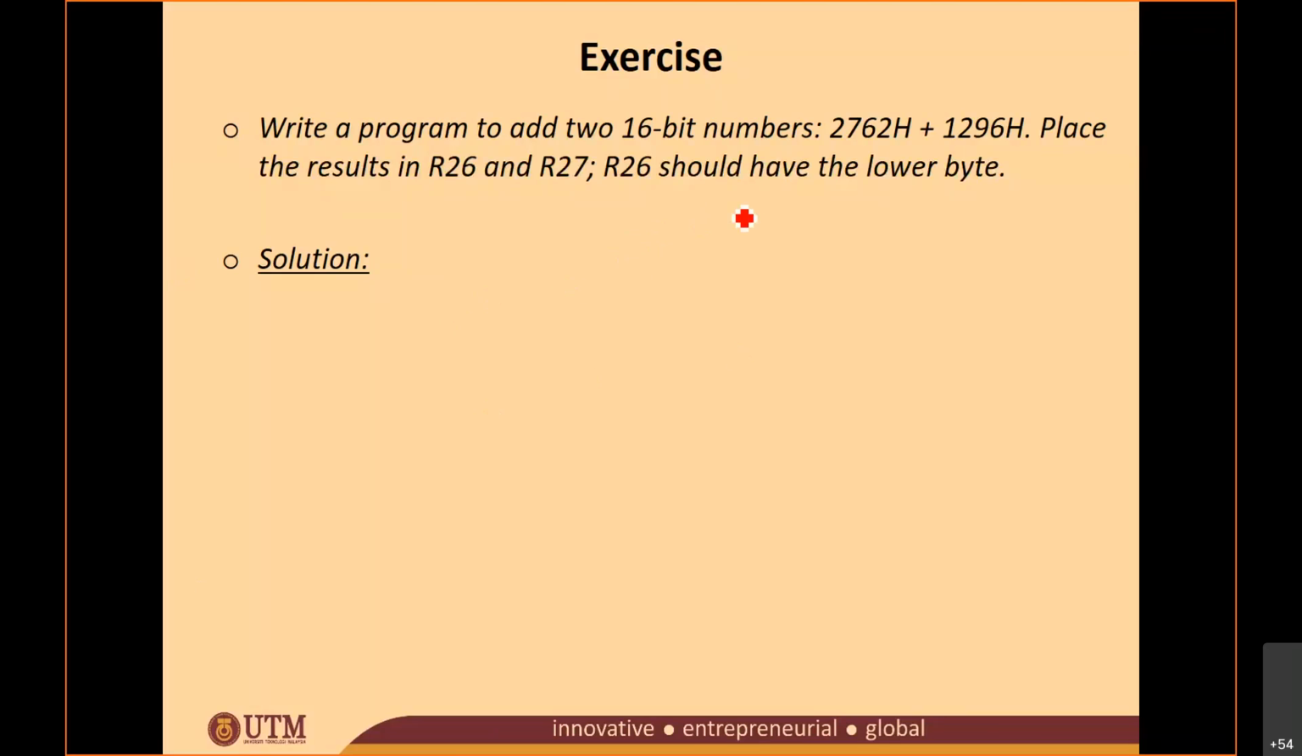Okay, first things first. So this is the numbers here. You write down the numbers 2762, and you're going to add with 1296.